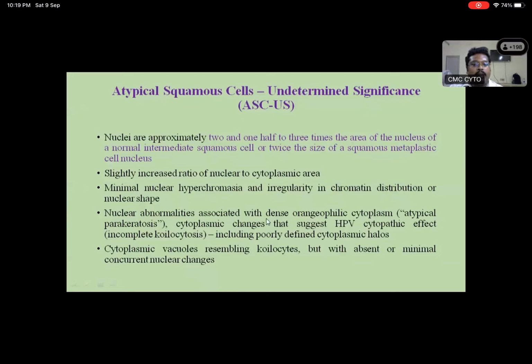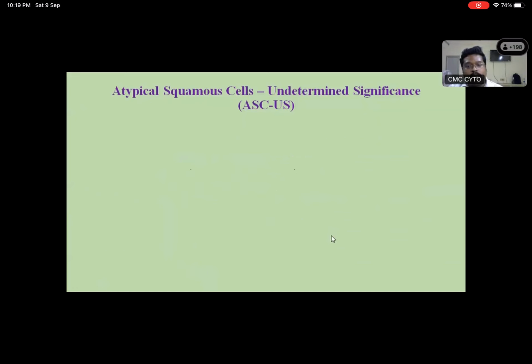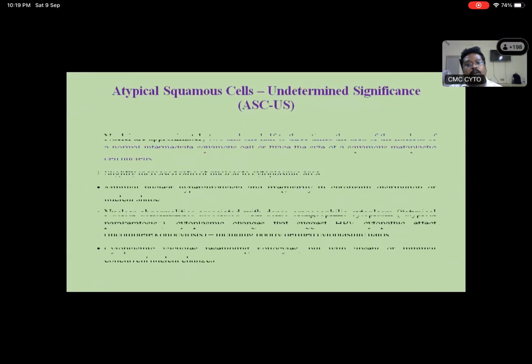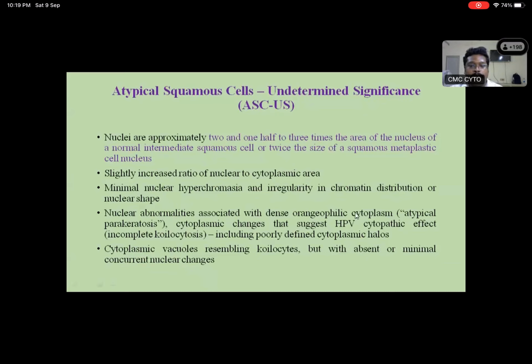Sometimes you can get orangeophilic keratinized cytoplasm, but the nucleus does not show all the features of an LSIL cell. The vacuole is also important. When you see the koilocytic vacuole, it should be complete and fully developed to call it an LSIL cell. Whereas if it is poorly developed, you only see part of a vacuole or some incomplete cytoplasmic clearing. Those are situations where you would call it an ASCUS.